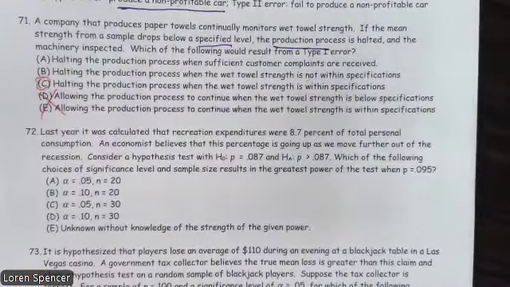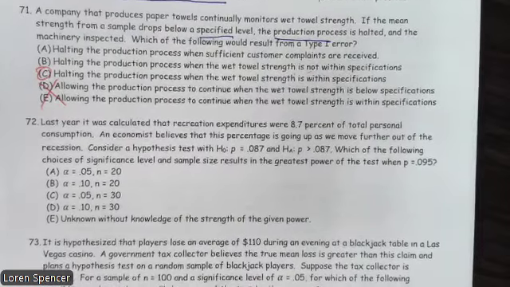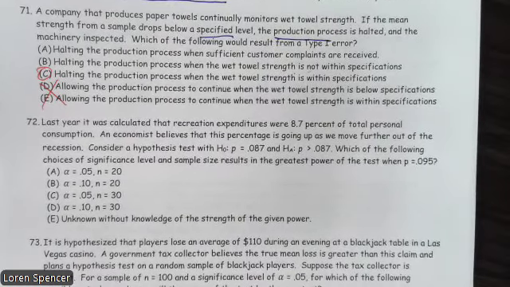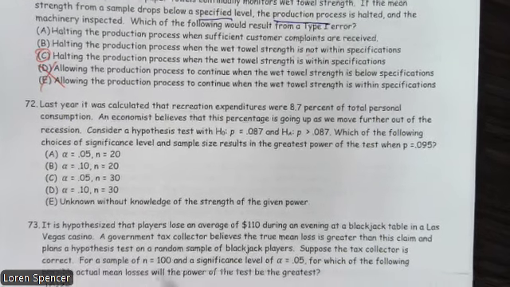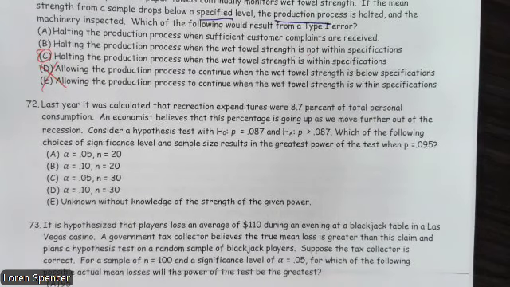Last year, it was calculated that the recreation expenditures were 8.7% of total personal consumption. An economist believes that this percentage is going up as we move further out of the recession. Consider a hypothesis P equals 0.07 and P greater than 0.087. Which of the following choices of significance level and sample size result in the greatest power?